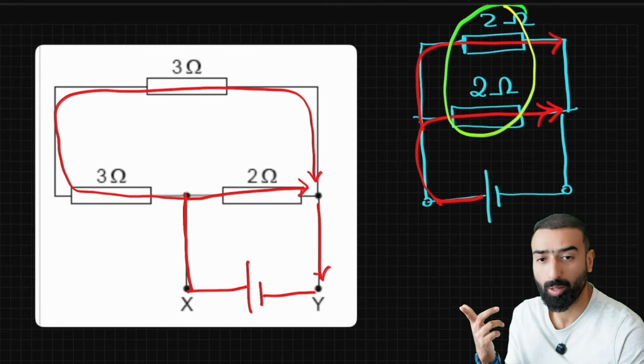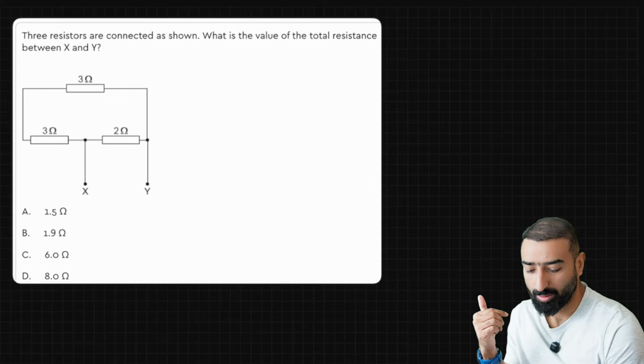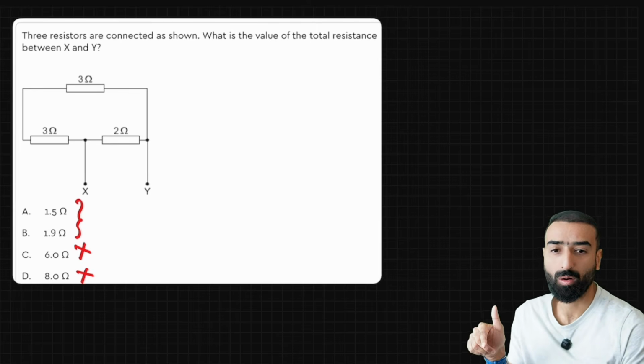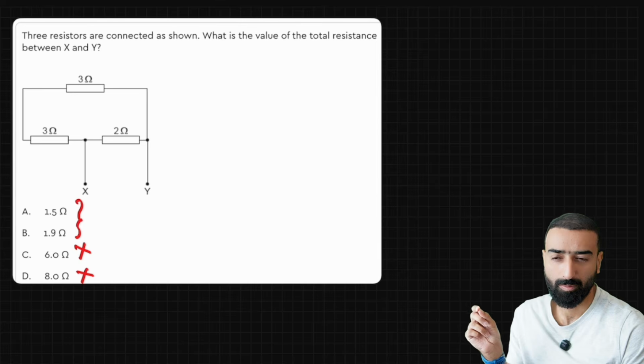Alright, so if you go back to our problem, we notice that it cannot be 6 ohms, it cannot be 8 ohms. It has to be less than 2, so it's either 1.5 ohms or 1.9 ohms. But how do we find which one exactly?